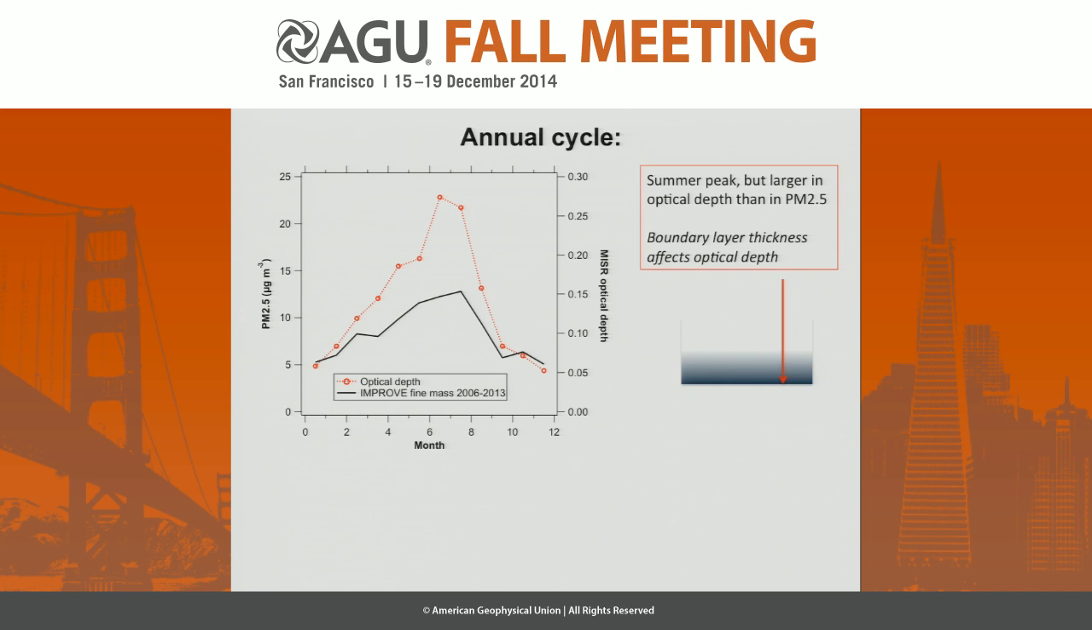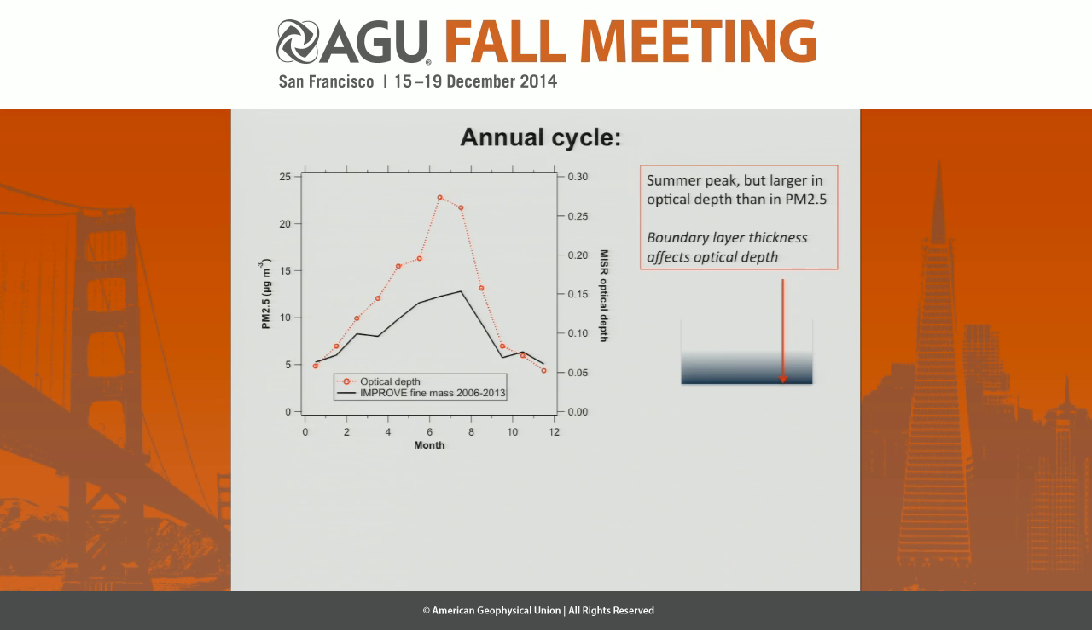The annual cycle, there have been comments made about the annual cycle in the literature, and you can see that if you look at the IMPROVE fine mass, the annual cycle peaks in the summer. If you look at the MISR optical depth, the annual cycle of optical depth peaks in the summer, but you have a much larger seasonal cycle. But when you compare optical depth to surface concentrations, you have to worry about boundary layer thickness.